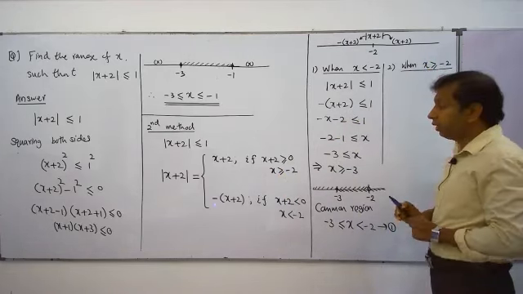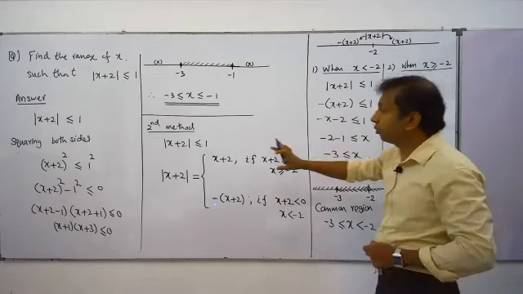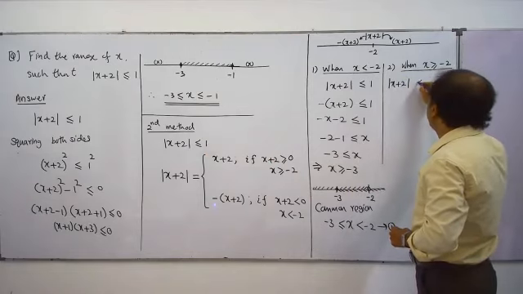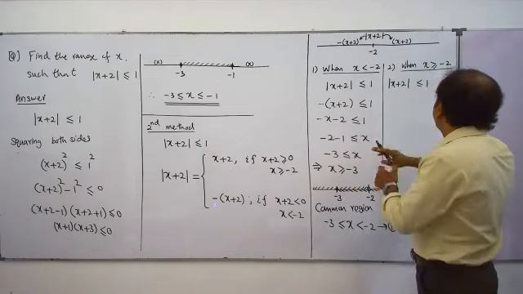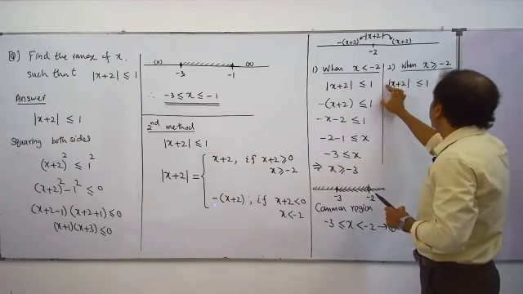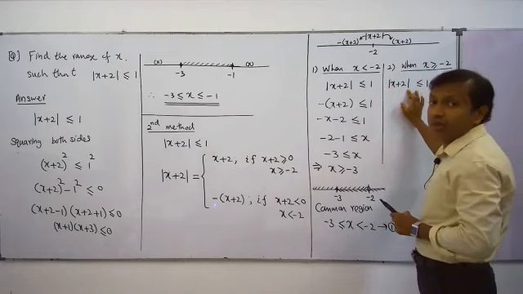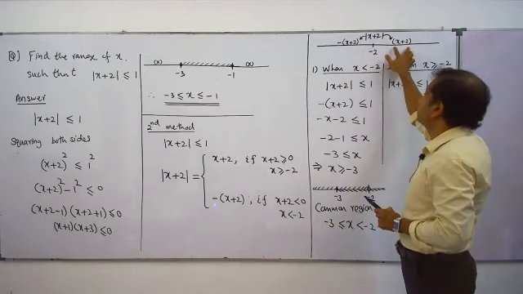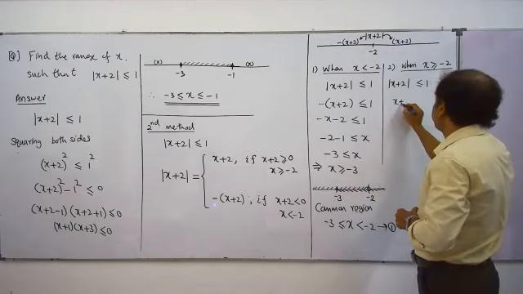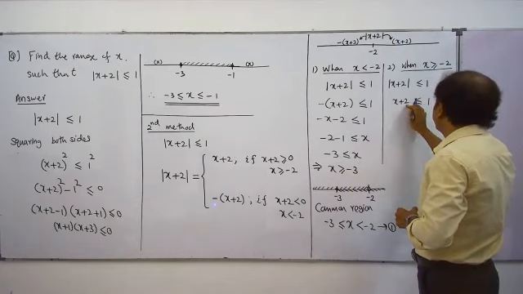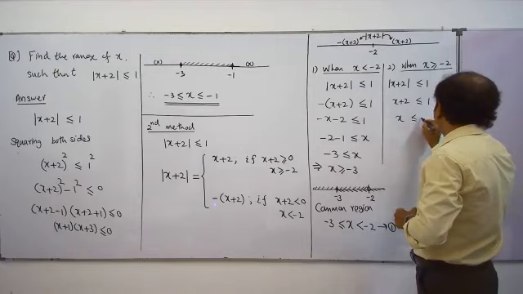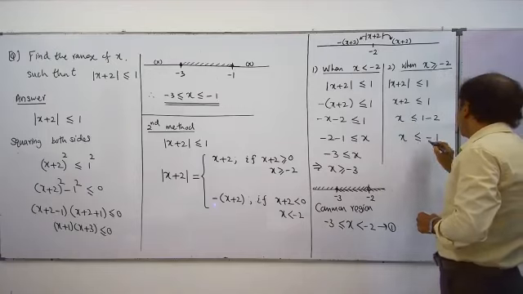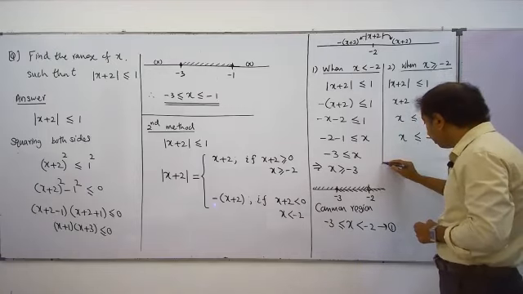Right. Now in that interval, again, we are going to work out the same question. It is now mod x plus 2 less than or equal to 1. Now we have to put the value it takes in the interval to the right of minus 2. On the right of minus 2, mod x plus 2 takes the value x plus 2. So x plus 2 is less than or equal to 1. Then take this to the right hand side, x less than or equal to 1 minus 2. Then we get x less than or equal to minus 1.